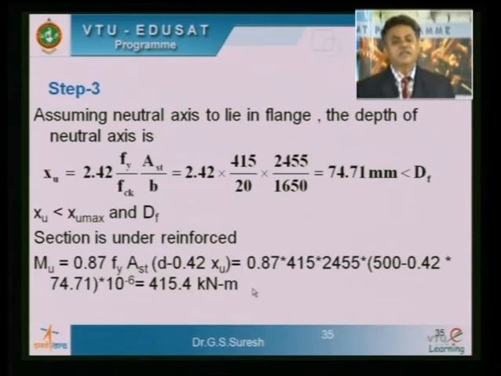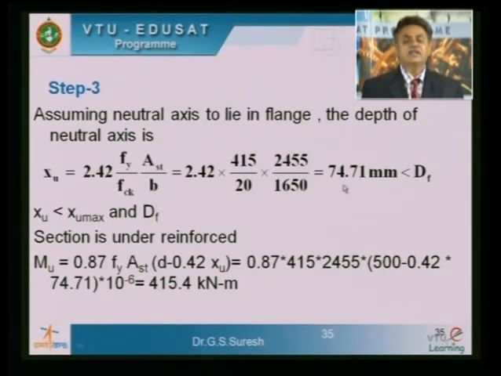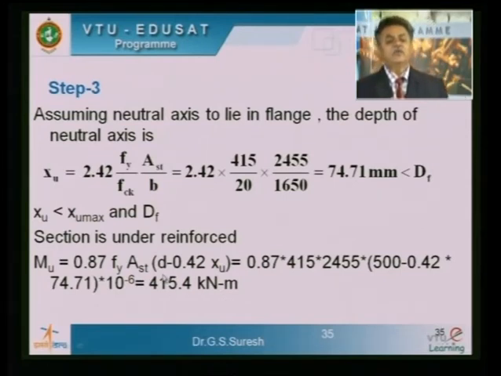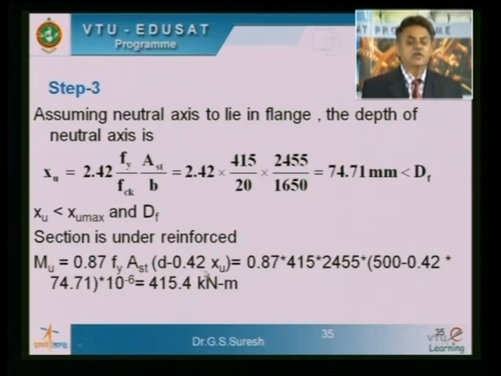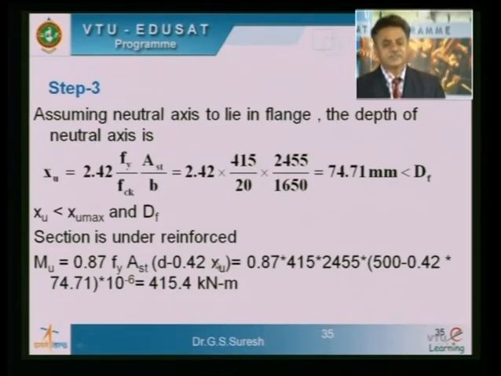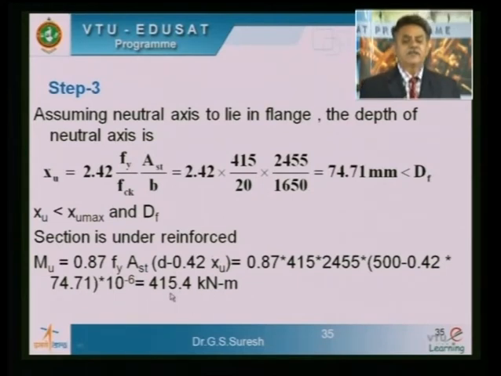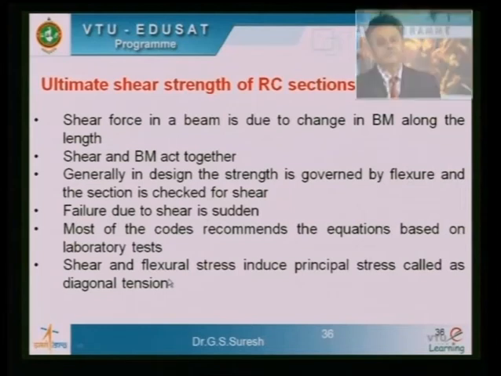But we shall check whether it is really having the moment of resistance greater than the applied moment. You calculate the neutral axis depth from this equation of 2.42 Fy by Fck into Ast by B, you get that in the flange. So, within the flange, the section is under reinforced and I calculate by using Mu equal to 0.87 Fy Ast into D minus 0.42 Xu. Earlier, I was using this as Xu limb to calculate the limiting moment of resistance. So, this is the actual under reinforced section moment. So far, we have studied the beam under flexure.